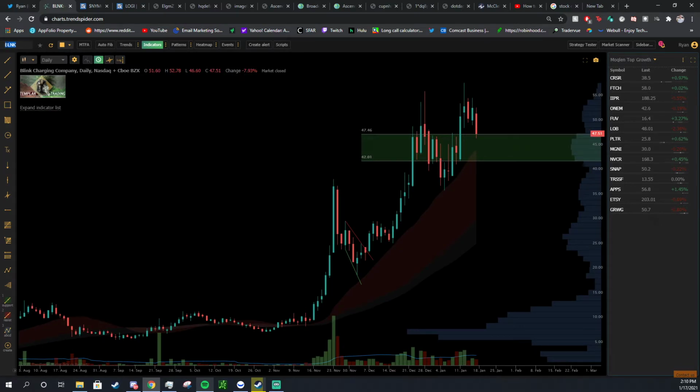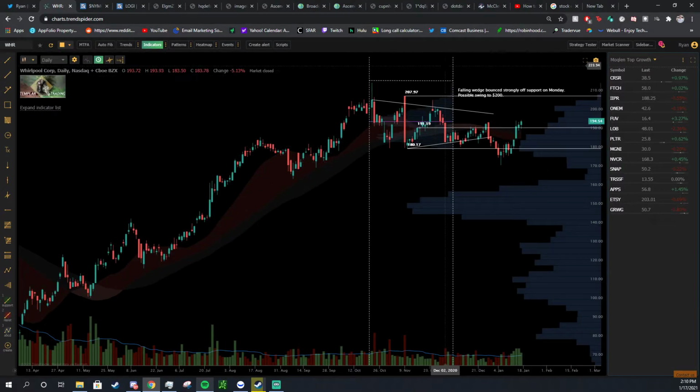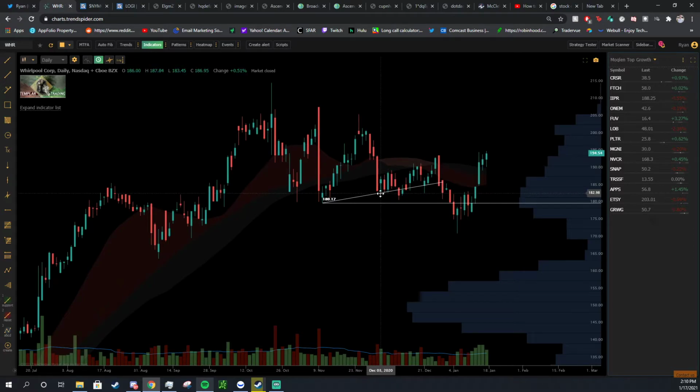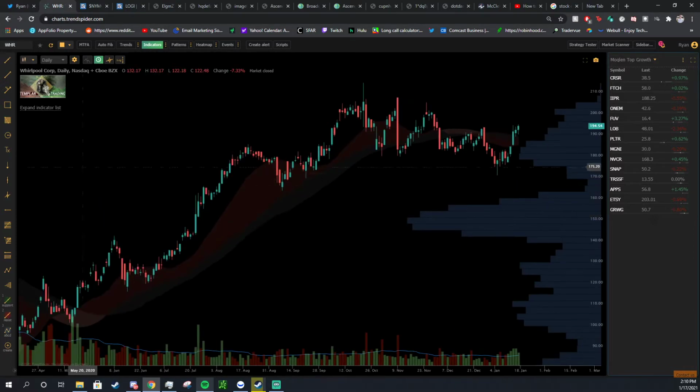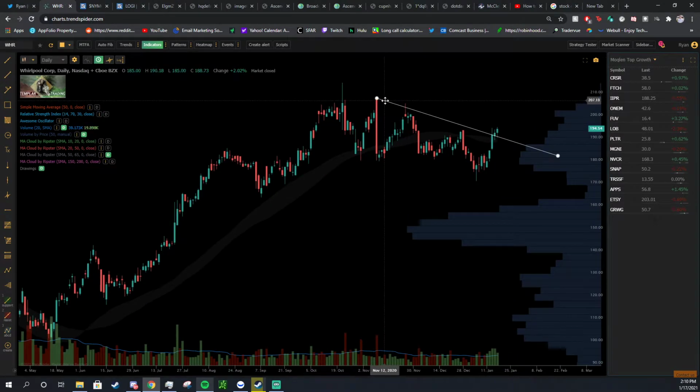WHR. Okay, it kind of looks. Oh wow, you can see I looked at this one a long time ago. Let's just start over here. I'm going to take off that 50 MA. Okay, so I like that we've broken above that 50 MA once more. We definitely were in kind of a flag setup here. It is tightening at the end there.